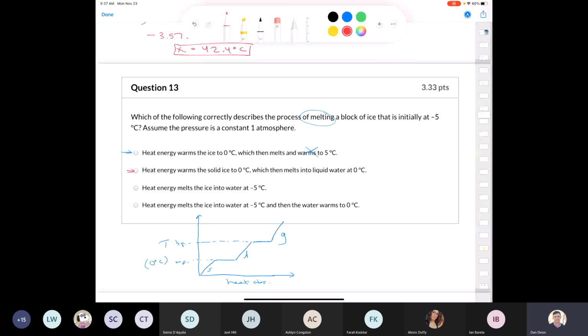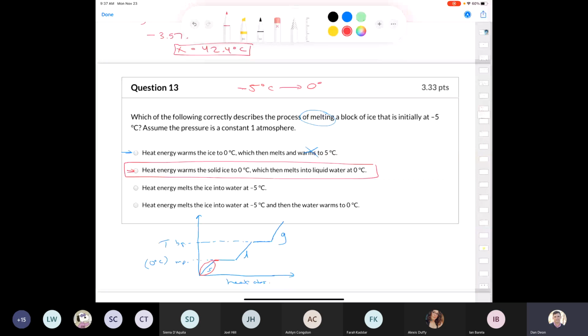The next one, the heat energy warms the solid ice to 0. That's true because we go from -5 degrees Celsius and then we have to warm it up to 0, right? That's occurring in this space right here. We're warming the solid, which then is going to melt into liquid water when it's at 0 degrees Celsius. And so this must be our correct answer.